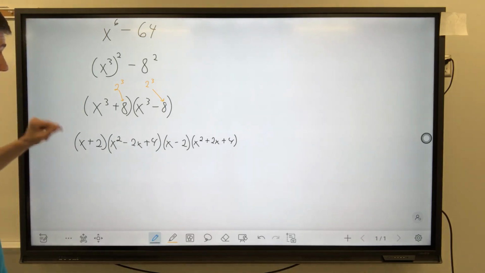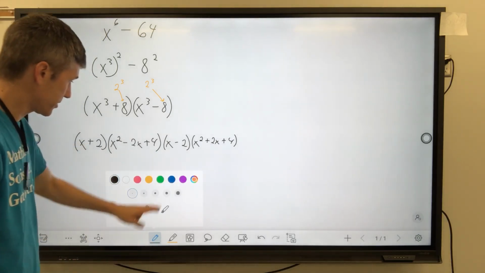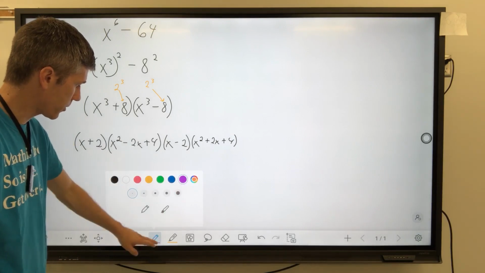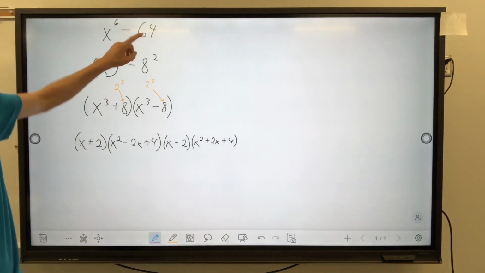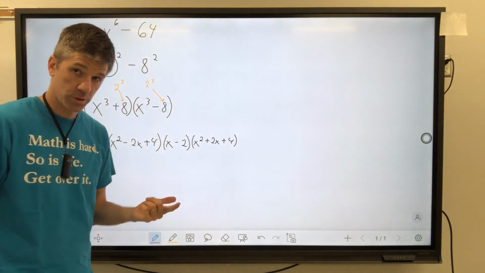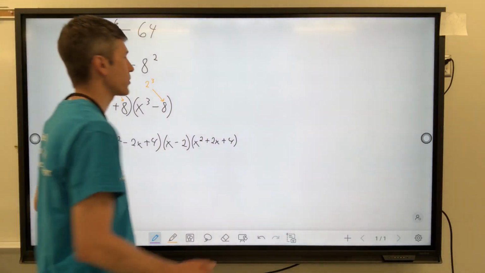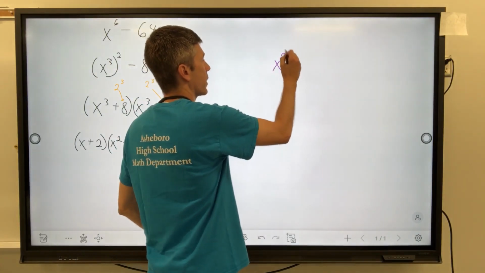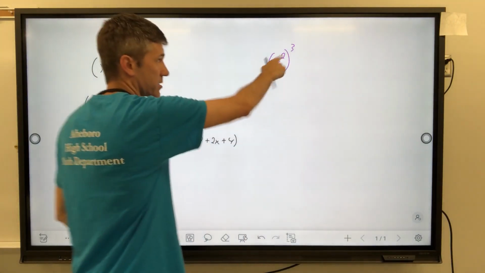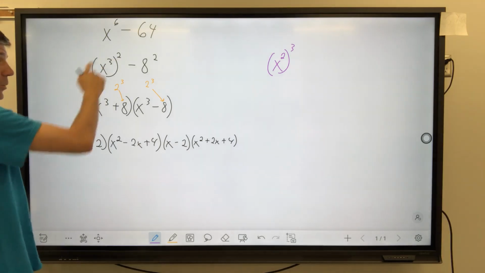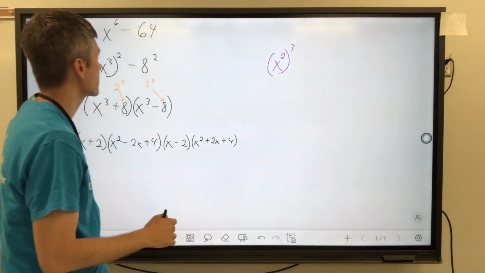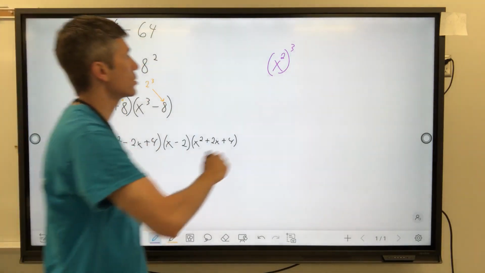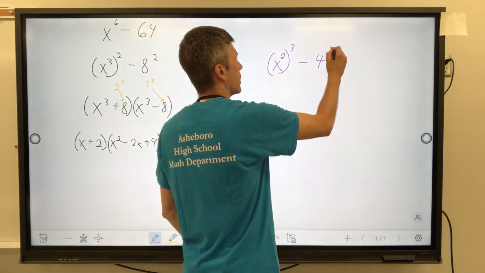Now, what we're going to do, if I can say it, because I just kind of stammered my way through that. Let's use purple. What we're going to do is treat this problem like the difference of cubes instead, and it's going to be a little bit different. So x to the sixth is really x squared cubed. Notice x squared cubed and x cubed squared, same thing. It's going to give you x to the sixth in either case. And this is 4 cubed, so minus 4 cubed.